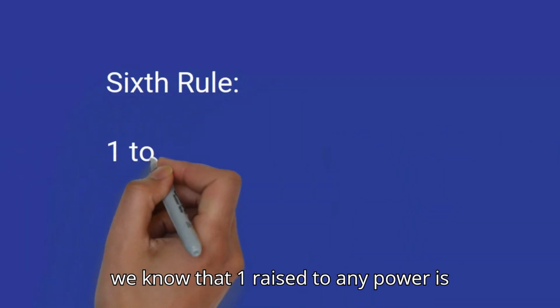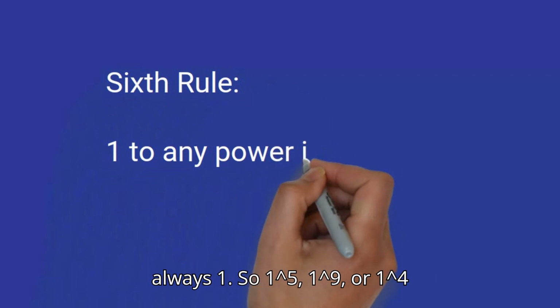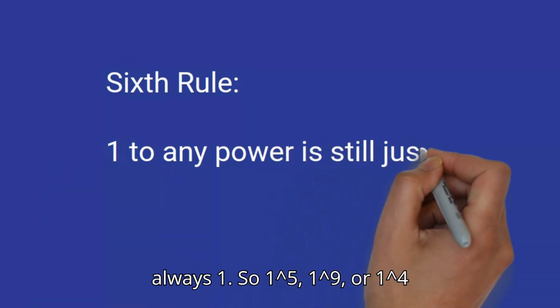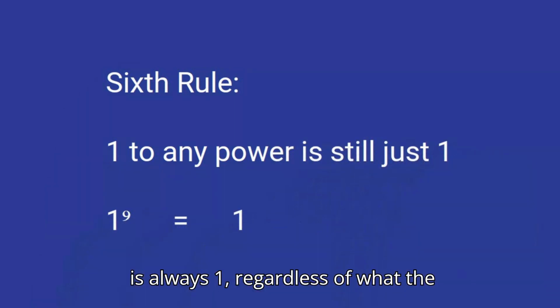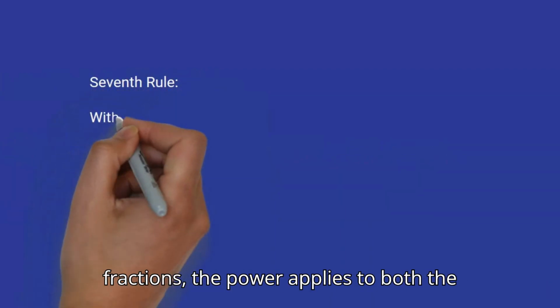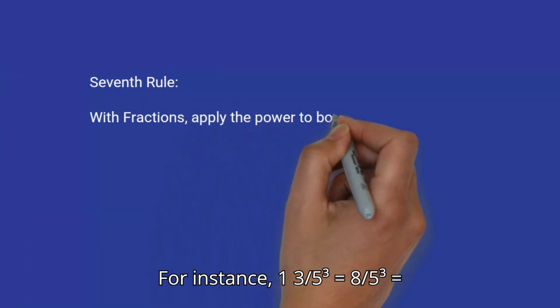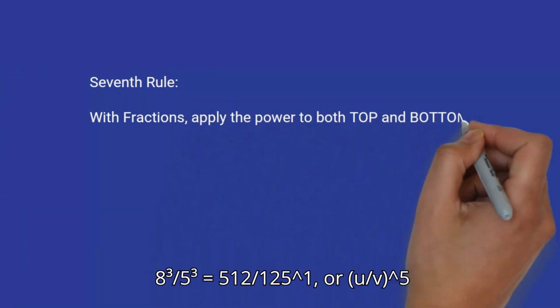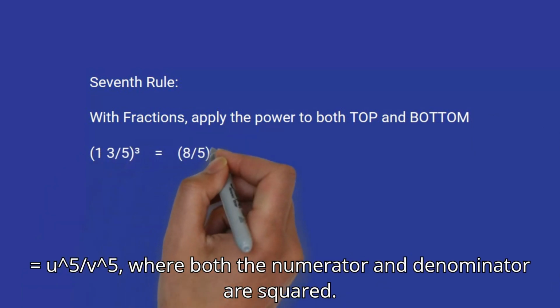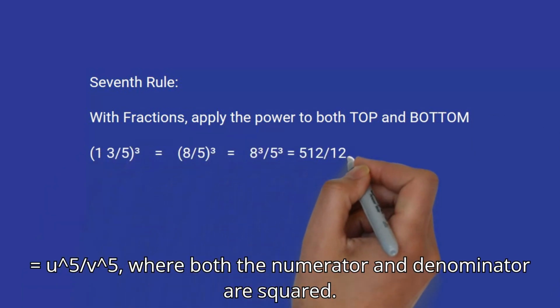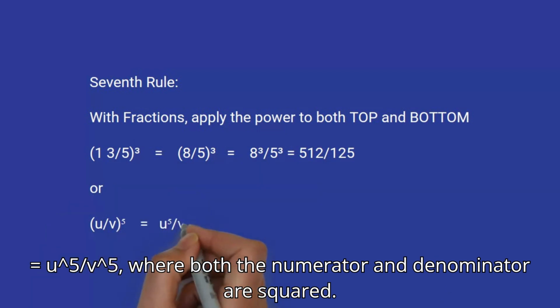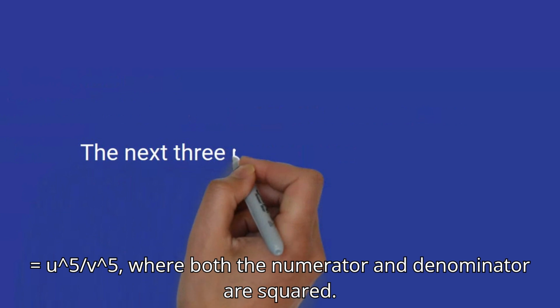Next, we know that 1 raised to any power is always 1. So 1 squared, 1 cubed, or 1 to the power of anything, is always 1, regardless of what the exponent is. When you're dealing with fractions, the power applies to both the top and the bottom of the fraction. For instance, 2/5 cubed equals 2 cubed over 5 cubed, which equals 8/125, or u over v squared equals u squared over v squared, where both the numerator and denominator are squared.